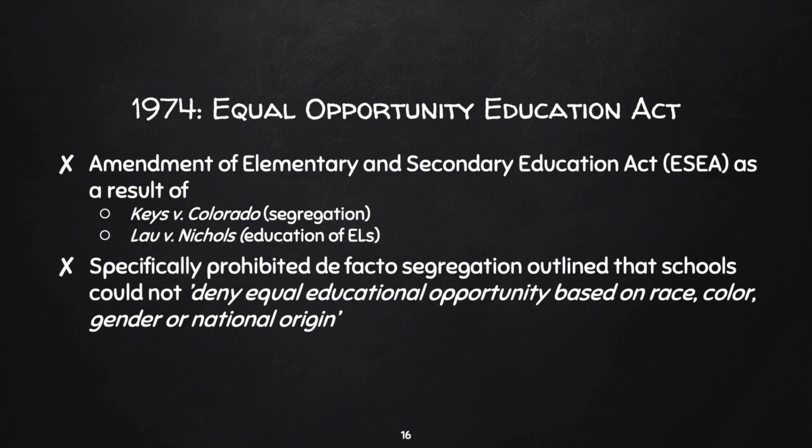Policymakers really started to see that more and more cases were coming up that concerned things like segregation and the education of English learners. They started to see that existing policies just weren't enough. So it needed to be, again, just a little bit more specific. And so the Equal Educational Opportunity Act specifically prohibited de facto segregation, and this outlined that schools could not deny equal educational opportunity based on race, color, gender, or national origin.